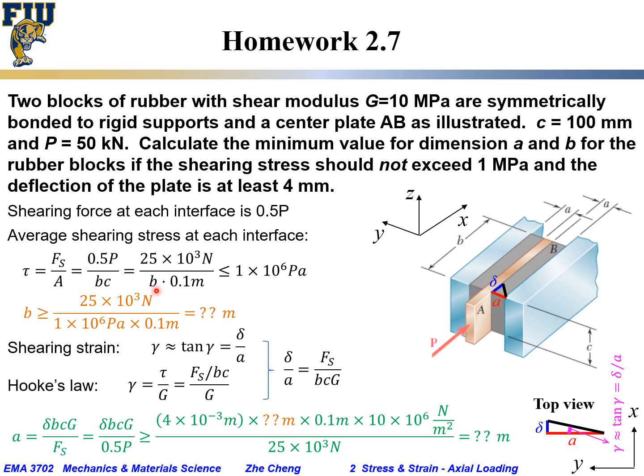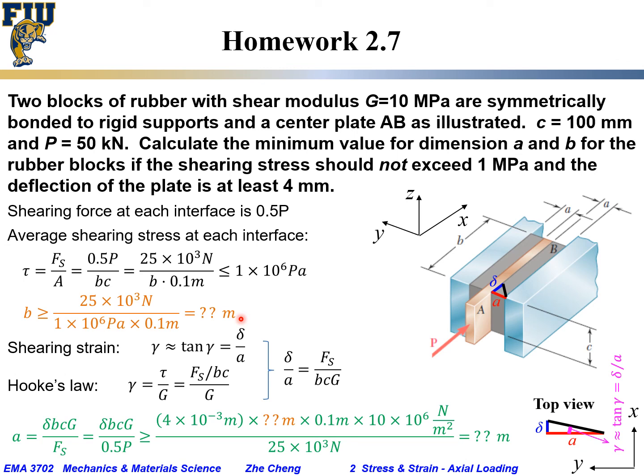B would be greater than 25,000 newton divided by the stress, 10 times 10 to the power of 6, times 0.1 meter, and we would get the result. Okay.